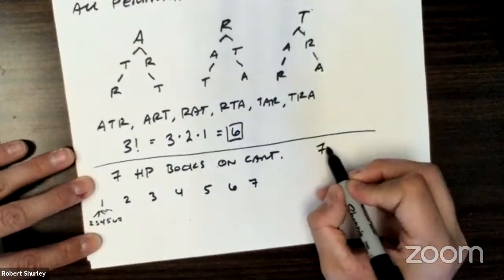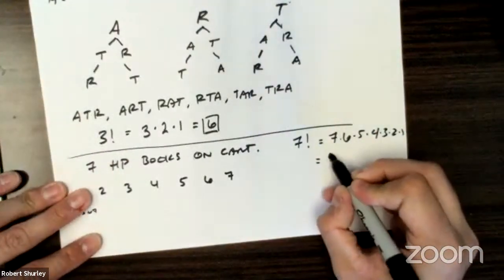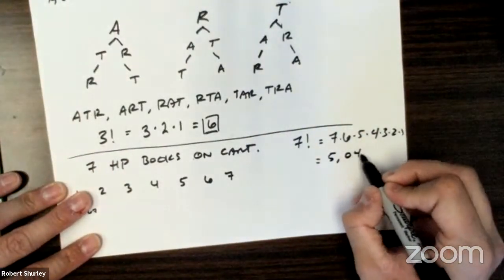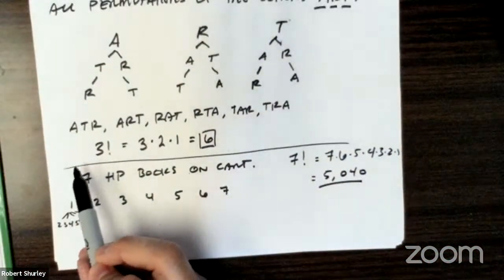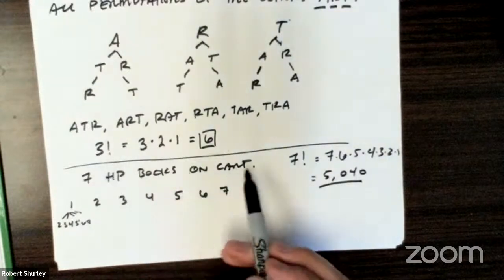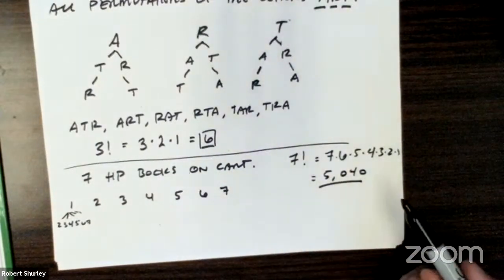I'm going to have to just multiply it down. So 7 times 6 times 5 times 4 times 3 times 2 times 1 is 5,040. So there's 5,040 different ways to arrange 7 items. For this example it's Harry Potter books, right? But there's 5,040 different ways to arrange 7 items. Kind of neat.